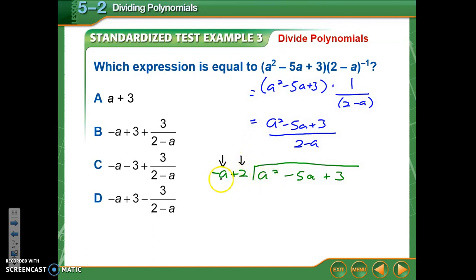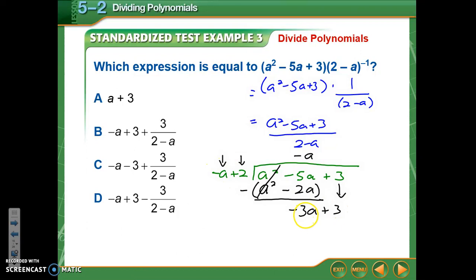So negative a times what would give me positive a squared? Well, that would have to be a negative a, because negative a times negative a is positive a squared, and I want these to subtract to 0. Negative a times positive 2 is negative 2a, and remember I'm always subtracting here. A squared minus a squared gives me 0. Negative 5a minus negative 2a gives me negative 3a, and then we bring down the plus 3.